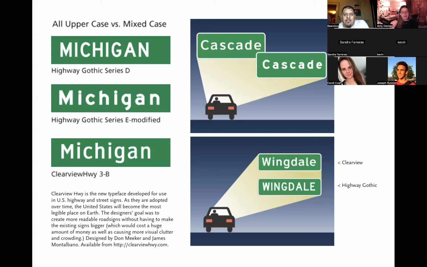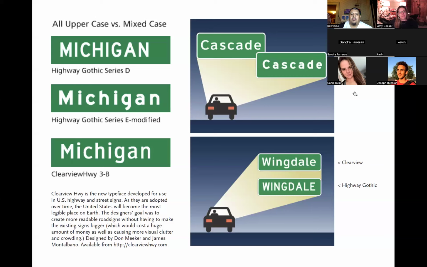And so they came up with Clearview. Clearview has a much bigger x-height. It has much more open counters so that we can really see it. It makes us not have to change the scale of the signs. It causes less visual clutter, and it absolutely helps drivers see where they're going and not miss their exit, their turn, or the street they're looking for. So there's been a campaign to switch all of the signs to using the new typeface.